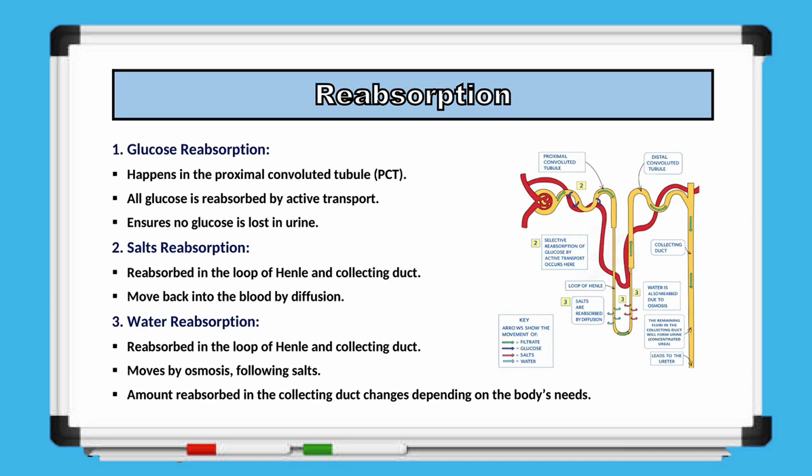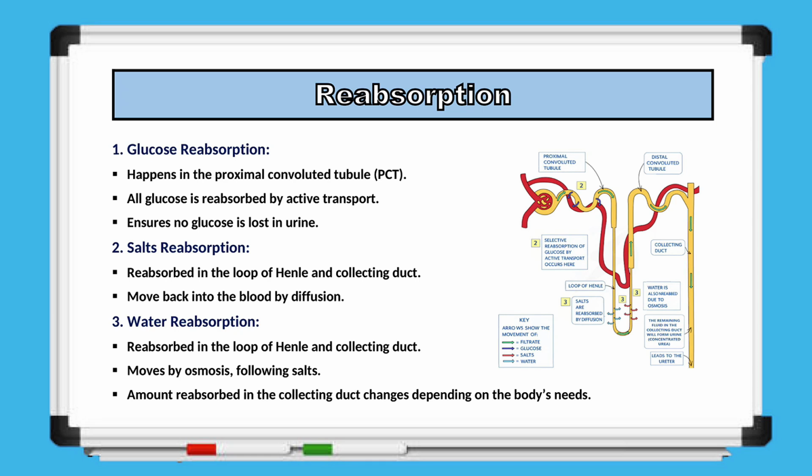Reabsorption is the process by which the nephron returns useful substances from the filtrate back into the blood. This ensures that important nutrients and water are not lost while the remaining waste continues on to form urine. The first substance reabsorbed is glucose. This takes place in the proximal convoluted tubule, where all glucose is actively transported back into the blood. This guarantees that no glucose is lost in the urine.